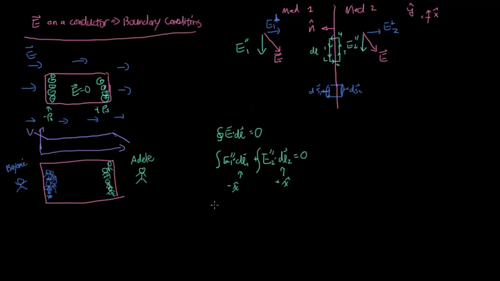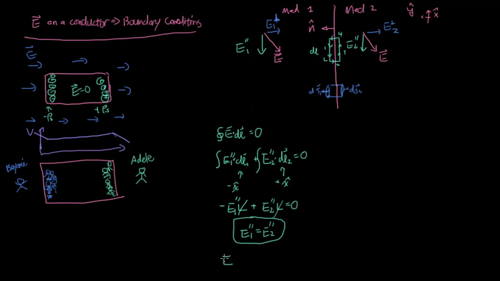Then we can write that this integral is equal to minus E1 times the length plus E2 times the length, which is going to be 0. The L's cancel out, and we find that E1 tangential is equal to E2 tangential. This is the main key takeaway: the tangential components of E1 and E2 are going to be equal across the boundary. So in any two regions where you change the medium, the tangential fields have to be the same on either side because of this conservation property that you see here.